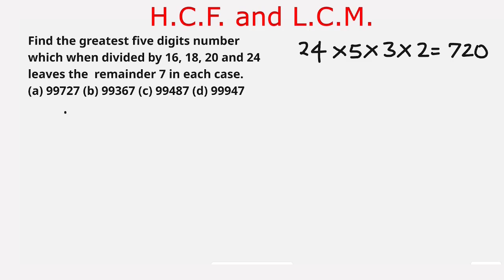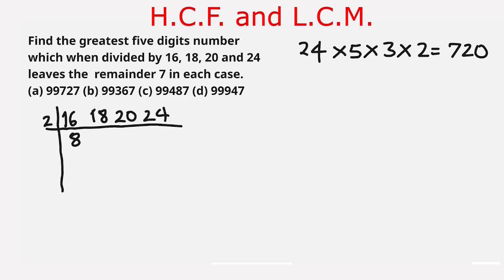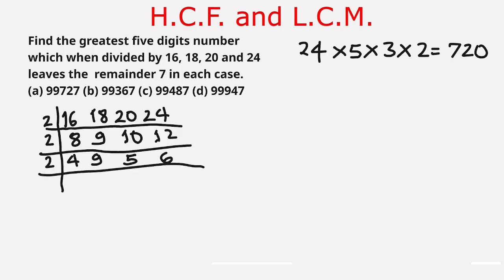We write all these numbers 16, 18, 20 and 24. We divide these numbers by 2. 2 divides 16 for 8 times, 18 for 9 times, 20 for 10 times and 24 for 12 times. We again divide by 2. 2 divides 8 for 4 times. We write 9 as it is. 2 divides 10 for 5 times. 2 divides 12 for 6 times. Further we can divide by 2. 2 divides 4 for 2 times. We write 9 as it is. We write 5 as it is. And 2 divides 6 for 3 times.